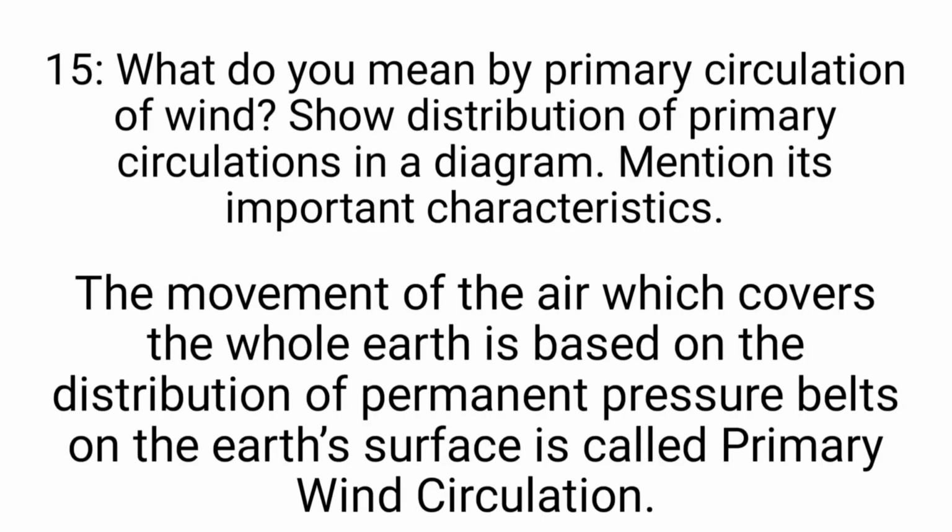Question 15. What do you mean by primary circulation of wind? Show distribution of primary circulation in a diagram. Mention its important characteristics. The movement of the air which covers the whole earth based on the distribution of permanent pressure belts on the earth's surface is called primary wind circulation.